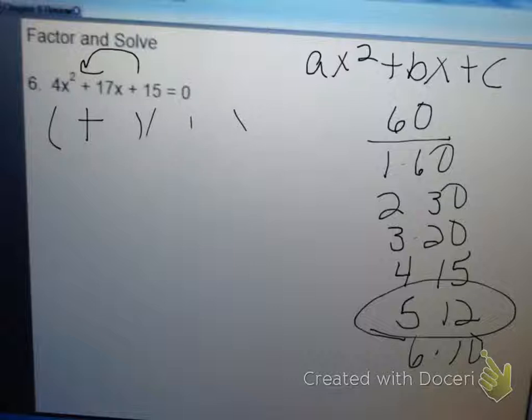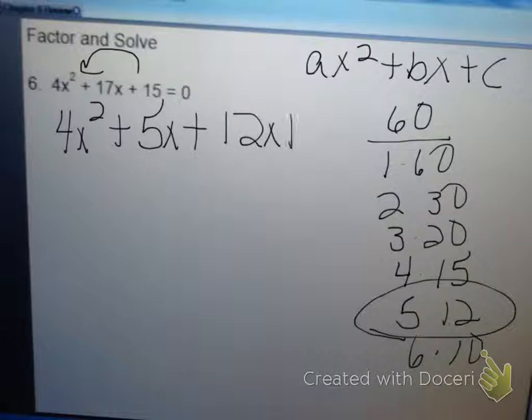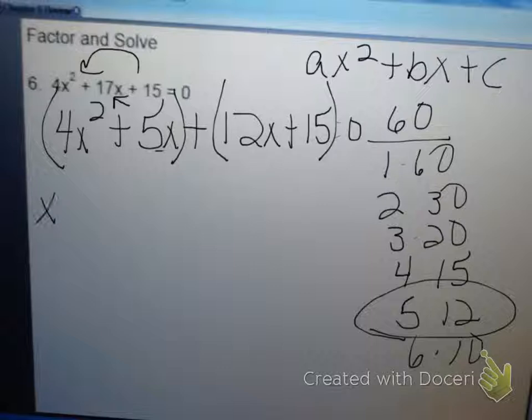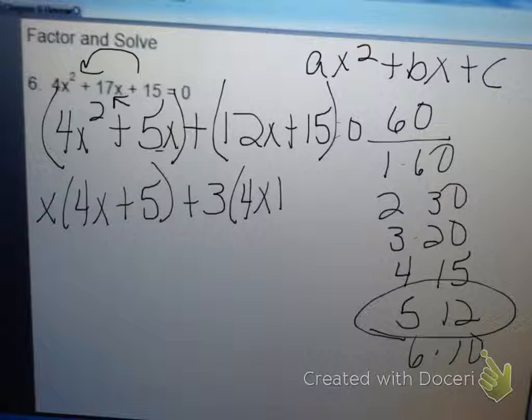So now I am going to split the middle term. So 4x squared plus 5x plus 12x plus 15 is equal to 0. Because 5x plus 12x gives me 17x. That's how I split it. Okay, now I'm going to factor by grouping. I'm going to group my first two together, group my last two together. I'm going to factor out an x and I get 4x plus 5. And then I'm going to factor out a 3 and get 4x plus 5.